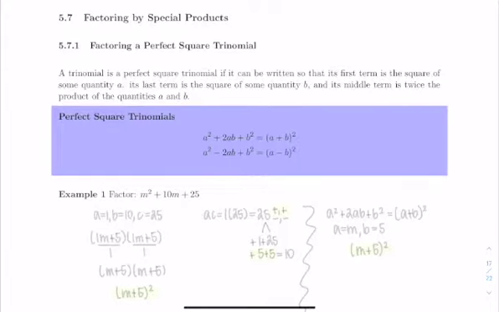In section 5.7, we're factoring by special products. The first one we're going to look at is a perfect square trinomial.